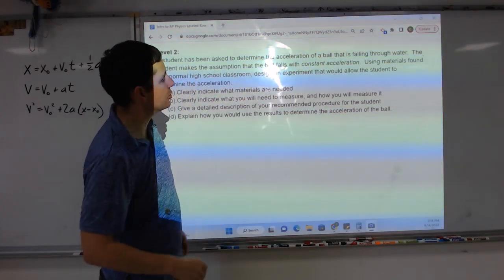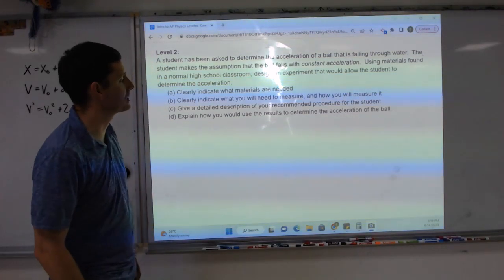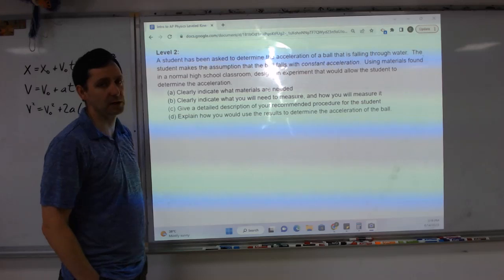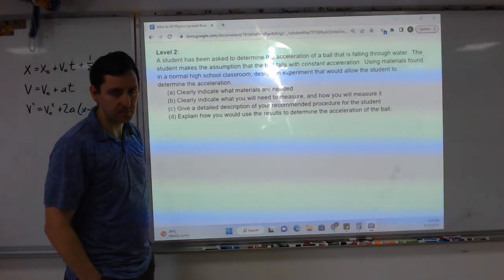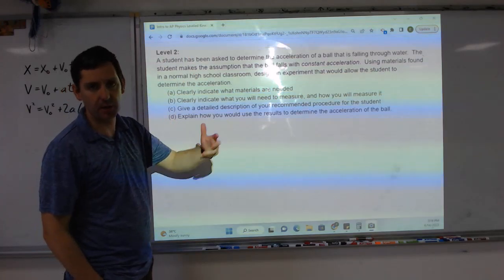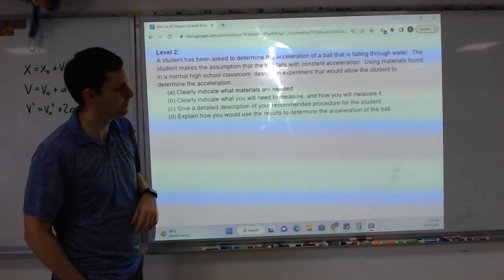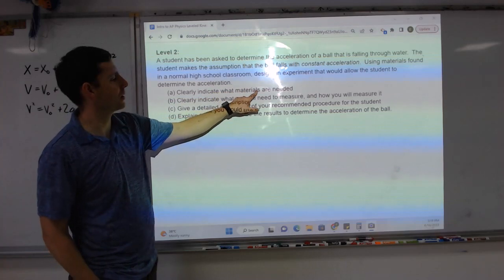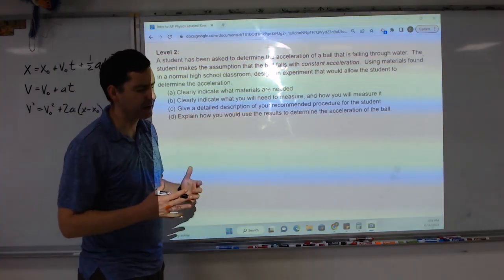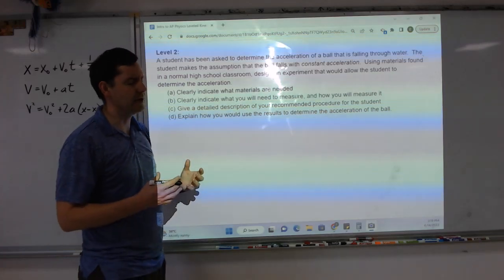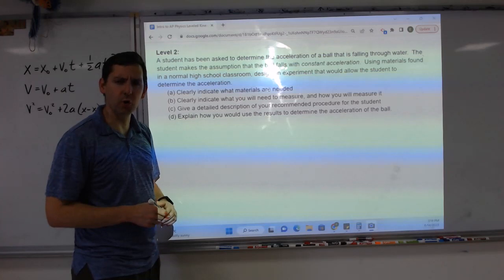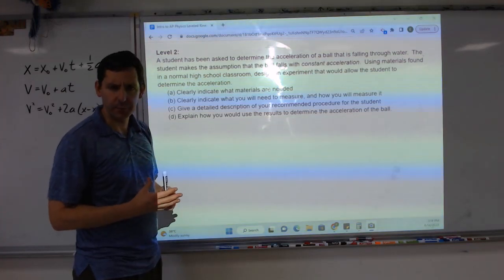All right? Using materials found in a normal high school classroom, design an experiment that would allow the student to determine the acceleration. All right? So, drop a ball into the water. Somehow we need to figure out acceleration. Okay? Clearly indicate what materials are needed. All right, now I hope you're already kind of thinking about this. You need water and the ball, and you need something to hold the water, right?